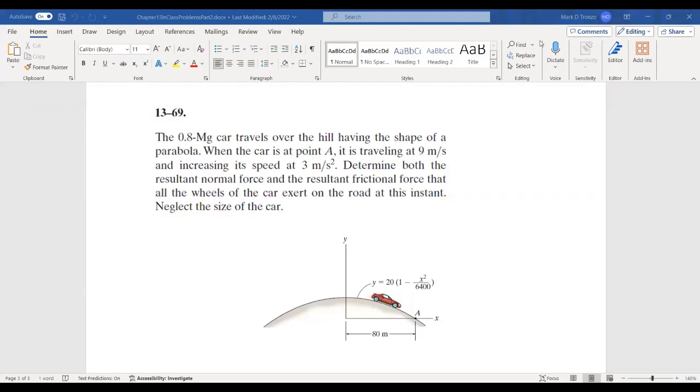Next, we're going to look at this problem. We have this 0.8 megagram car traveling over a hill, and we're given the speed and the acceleration. The speed is 8 meters per second, acceleration is 3 meters per second squared. Determine both the normal force and the resultant friction force that all of the wheels of the car exert on the road at this instant. And we're given the equation of the hillside, y equals 20 times 1 minus x squared over 6,400.